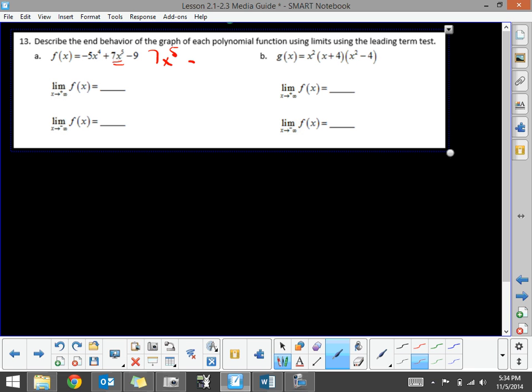I'll grant you that, but this time it was not in standard form, so you kind of have to be on the lookout for those, so -9x^5. This is your leading term. It's a fifth-degree polynomial, and because it's fifth degree, it's going to be an S shape. Because it's positive, it'll start low and finish high.